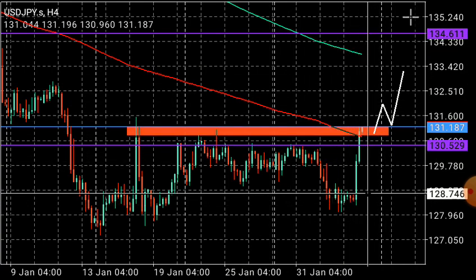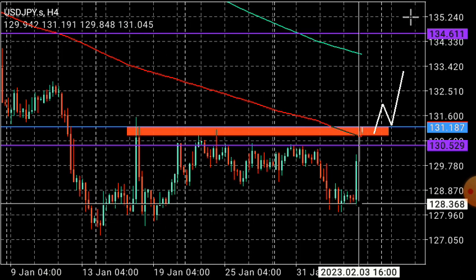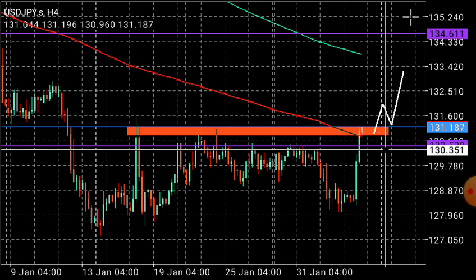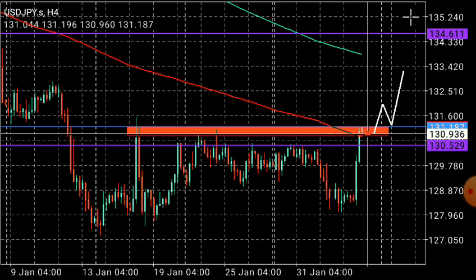Here, some of you technical traders and fundamental traders who are holding, you should have taken your first positions on this zone. Currently, you're holding, you have adjusted your stop loss at 130, you've trailed it, and then you're taking more positions. You understand? Let's continue.